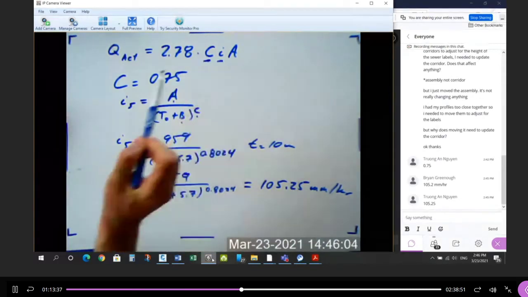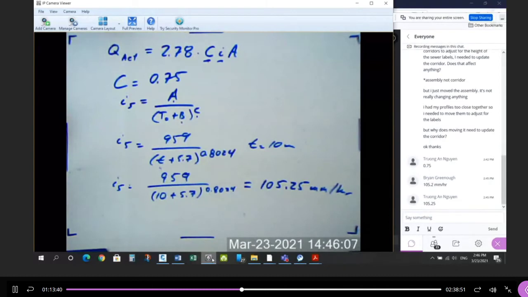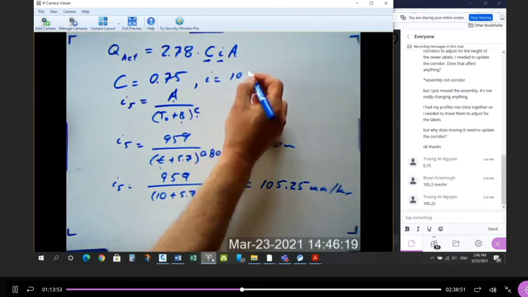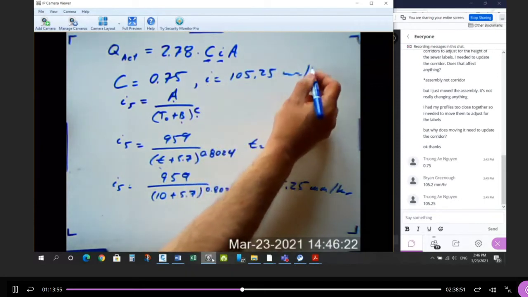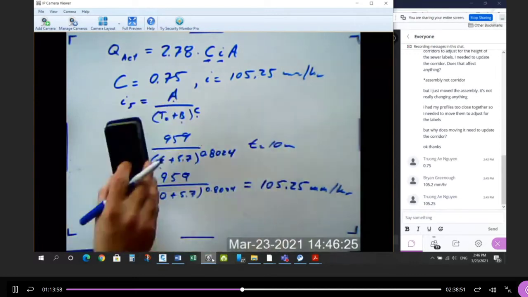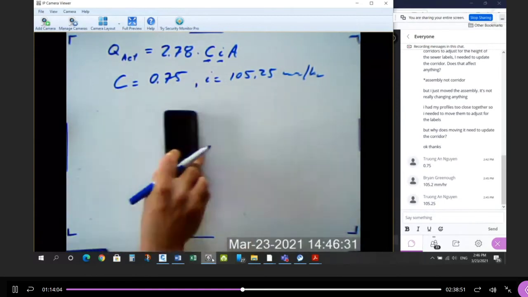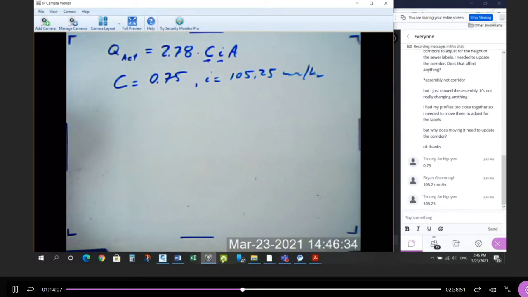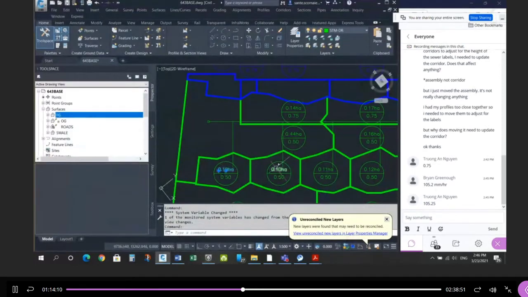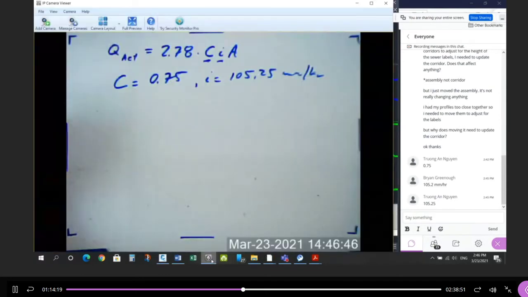So now I have C and I have I. So I'm going to plug those numbers into the Q actual. So I is equal to 105.25 millimeters per hour. I'm going to erase the calculation. I just need the final answer. But you can always review this on the video. So now I want to calculate, or determine, A. Now, instead of looking at my drawing, I have an A that's 0.1, an A that's 1.1, an A that's 1.12, and so on. Forget that. I'm going to leave that alone. I'm going to go backwards now.